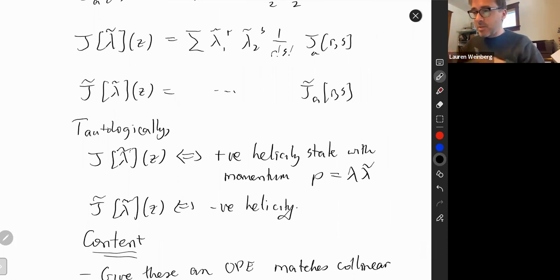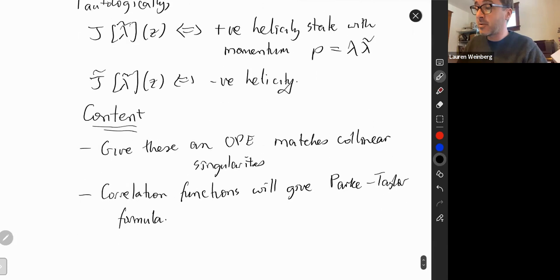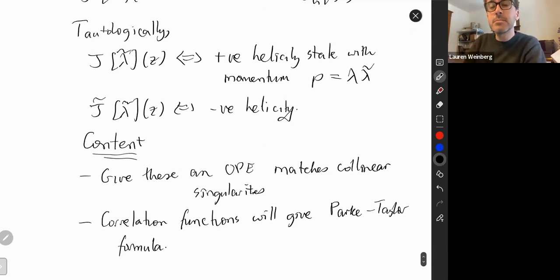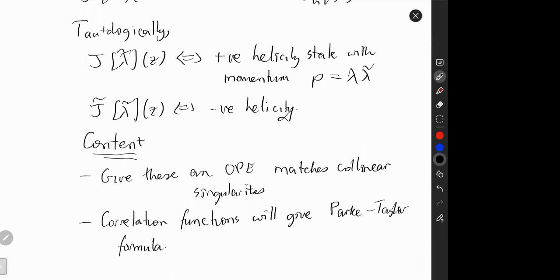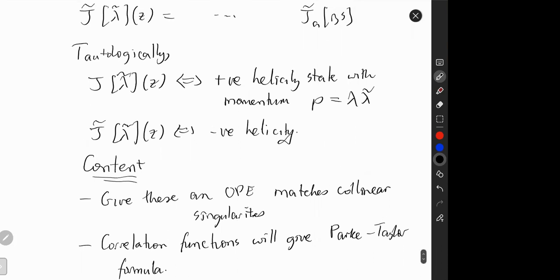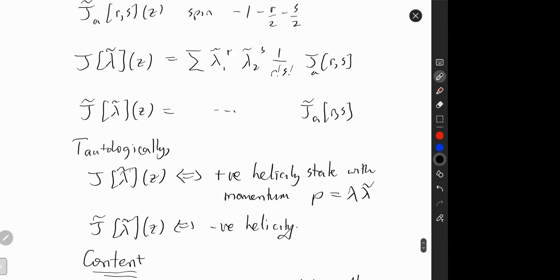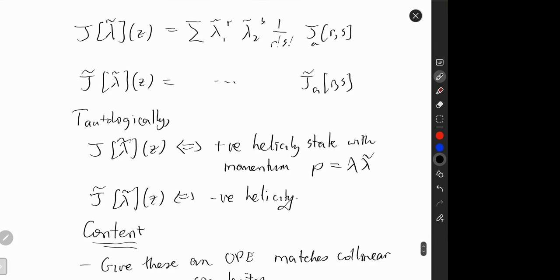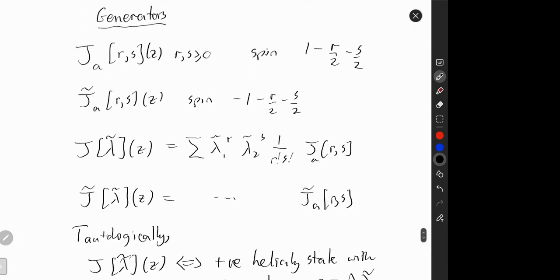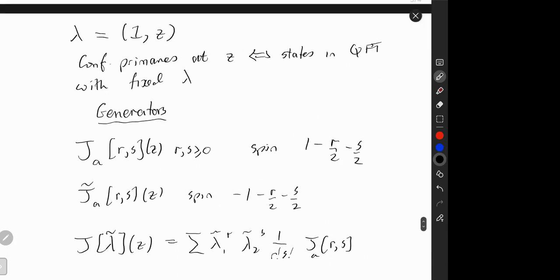Okay, so far we've just declared that these are the generators of my chiral algebra, and they're just encoding the states. And I haven't described the OPE yet. Are there any questions? Yes, when you say that J of lambda tilde at z is a positive helicity state with momentum lambda lambda tilde, what exactly do you mean? Because it's a series, right, in terms of the lambda lambda tildes, and the helicities are defined in terms of lambda lambda tilde, so for different terms in the series, the helicities would be different.